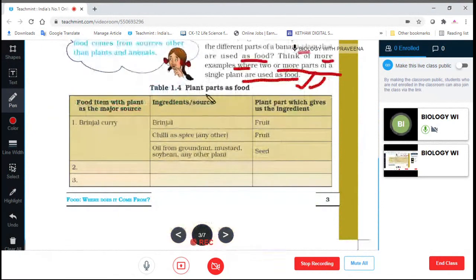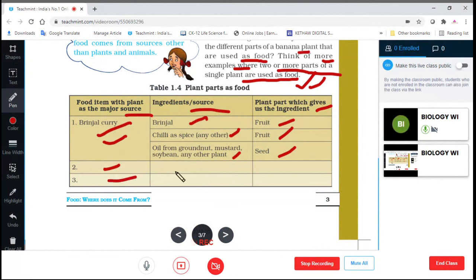Table 1.4, plant parts as food. Food items with plants as the major source, ingredients or sources, and plant parts which give us the ingredients. For brinjal curry, we require brinjal, chili as a spice, and oil from groundnut, mustard, soya bean or any other plant. Brinjal is a fruit. Chili as a spice is also a fruit. Oil from groundnut, mustard, soya bean and other plants comes from the seeds. Likewise, we have to include all the plant parts used as food in this table.